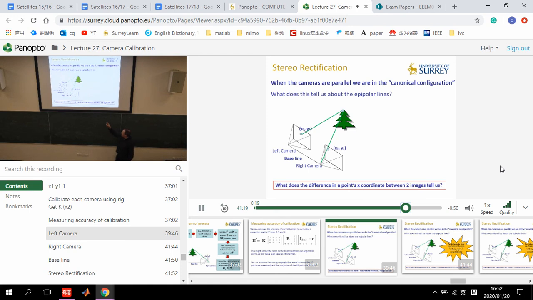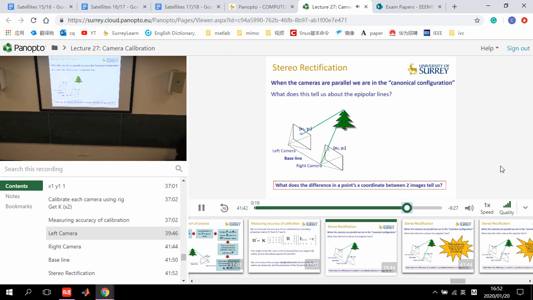Well, if we remember, the epipolar line is the intersection of the epipolar plane with the imaging plane. If you look at this construction, if these are parallel, then that epipolar plane will just slice through both of the image planes at the same level, horizontal. So a point is going to correspond to a line that's horizontal, level with that point in the other view.